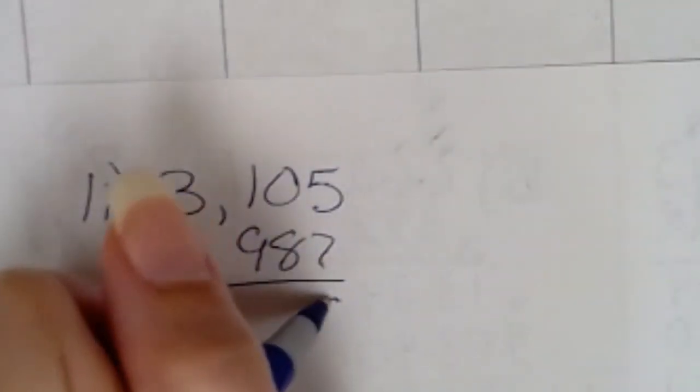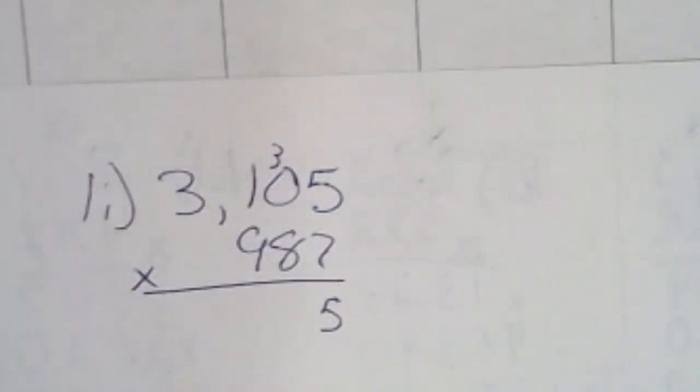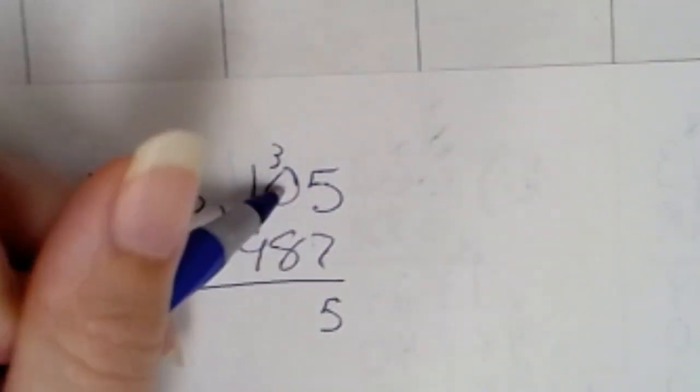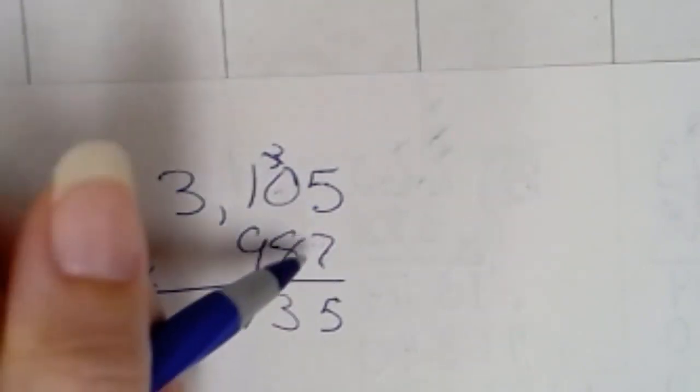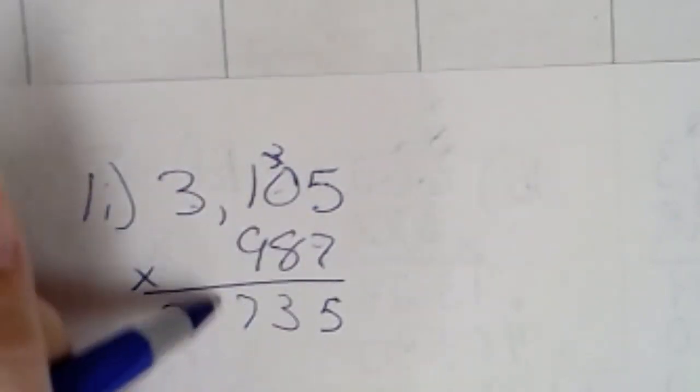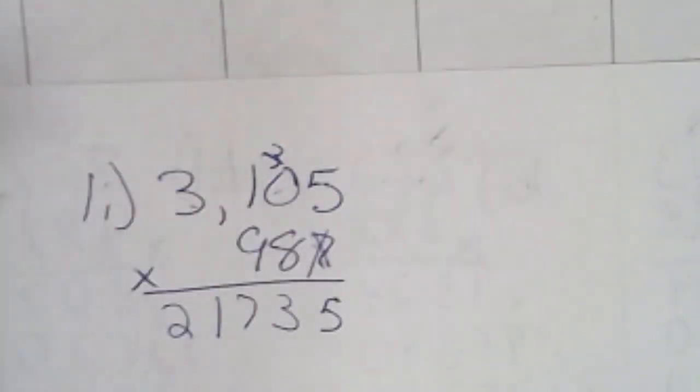7 times 5 is 35. Put down a 5, carry a 3. 7 times 0 is 0, plus 3 more is 3. 7 times 1 is 7, and 7 times 3 is 21. We've used our ones place, so we're going to scoot over to our tens digit.